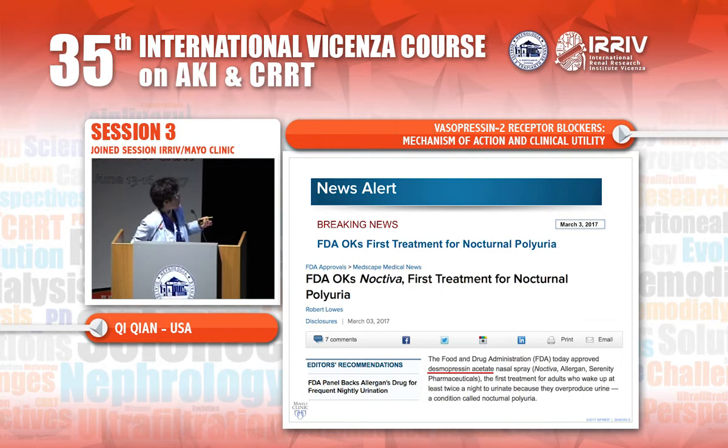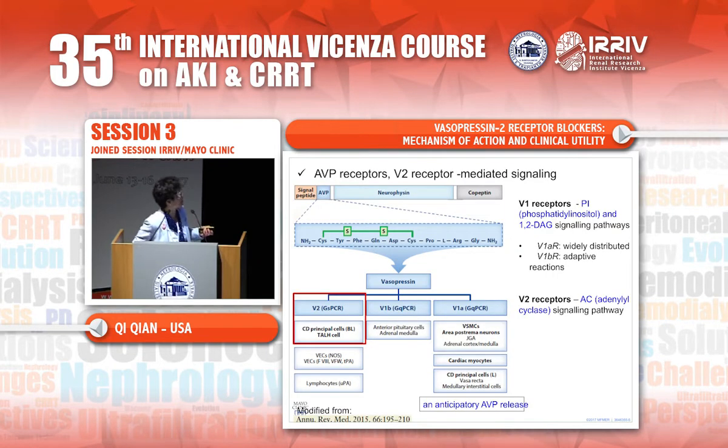And recently, the FDA in the US approved the use of the V2 receptor agonist desmopressin to boost AVP effect at night to treat nocturnal polyuria.